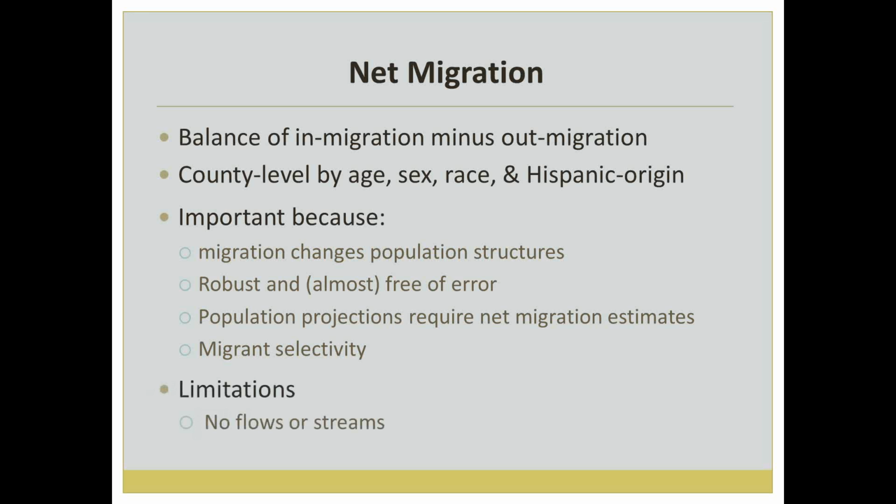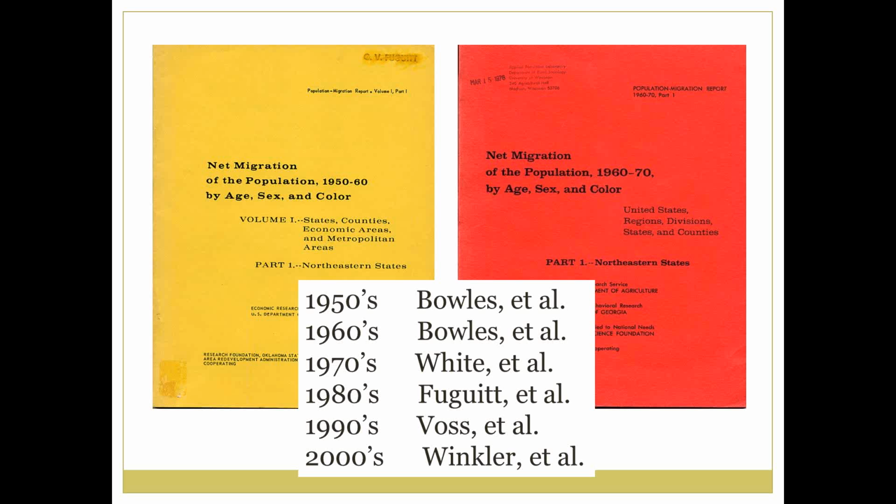And finally, of course, I should mention the things that these data cannot do. It's important to recognize that they only include net migration. This means that there's no estimates of the number of in-migrants or out-migrants, those individual flows we don't know. There's also no individual level data or understandings of why people move. There's also no data on the streams in terms of where migrants moved to or where they came from.